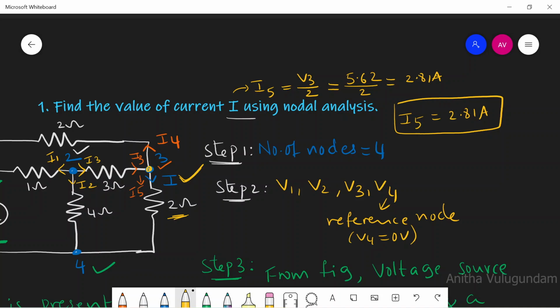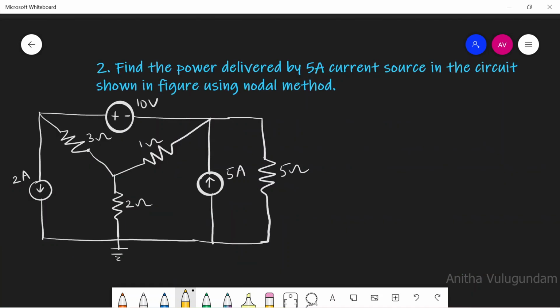Therefore, I5 equal to 2.81 amperes. This is the answer. Let's see the next problem. Find the power delivered by the 5 amp current source in the circuit shown in the figure using the nodal method. This is the circuit given to us.